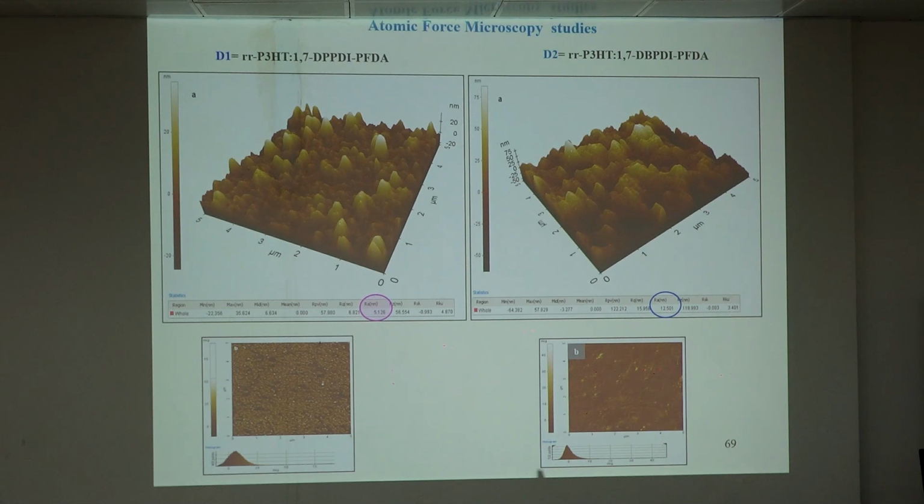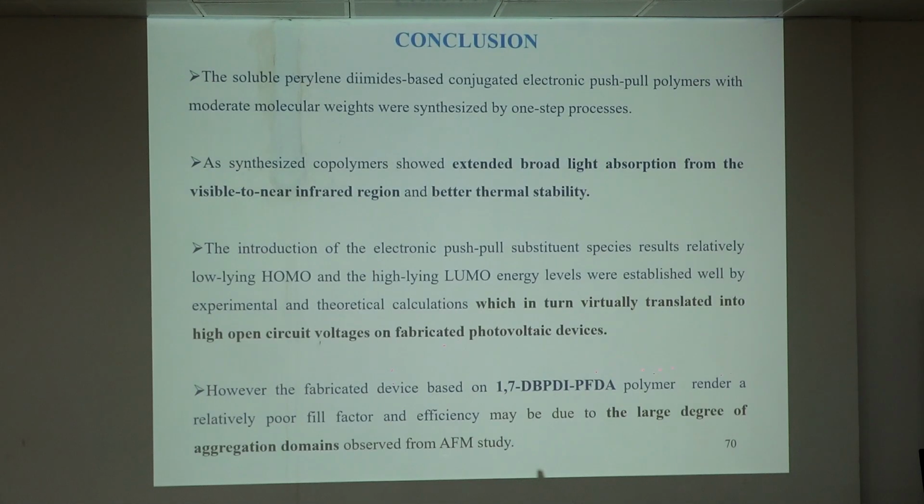So AFM also supports our work on why the cell has low efficiency based on the roughness factor. The more the roughness factor, the worse the cell actually is. That can also be an important point of this application. So we come to the short break or conclusion of this work.